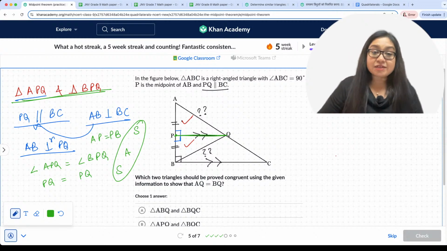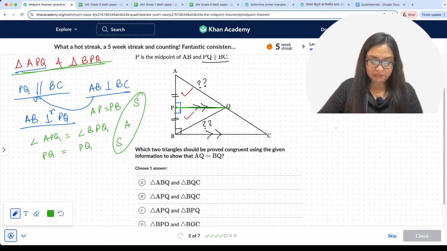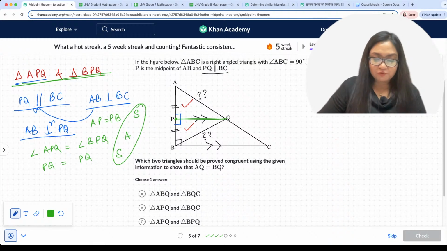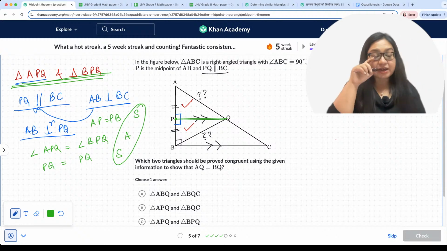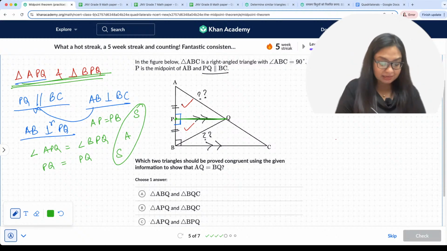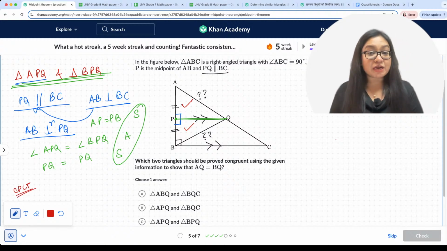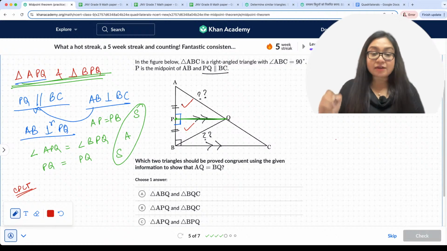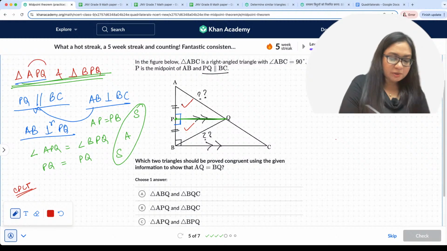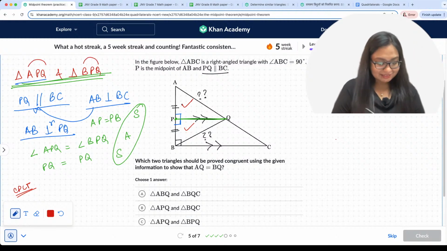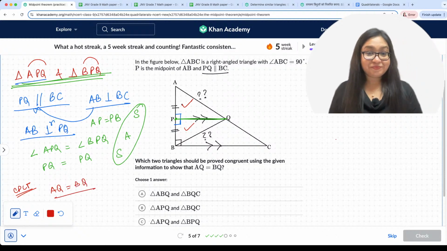And which two triangles should we take? We should take these two triangles, APQ and BPQ. So what do we have to prove? We have to prove AQ equal to BQ, and as soon as we prove these two triangles congruent, we can use CPCT, which states that corresponding parts of congruent triangles are equal. And the corresponding parts here will be AQ equal to BQ. Correct? AQ equal to BQ. The proof is done. Is it okay?